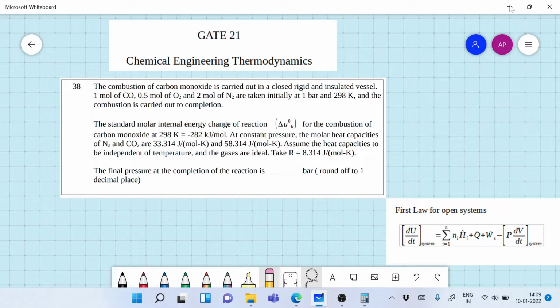The standard molar internal energy change of reaction, that is delta U0R, for the combustion of carbon monoxide at 298 Kelvin is minus 282 kilojoule per mole. At constant pressure, the molar heat capacities of N2 and CO2 are 33.314 and 58.314 joule per mole Kelvin. Assume that the heat capacities are independent of temperature and the gases are ideal. Take R equal to 8.314 joule per mole Kelvin. The final pressure at the completion of the reaction is dash bar, rounded off to 1 decimal place.